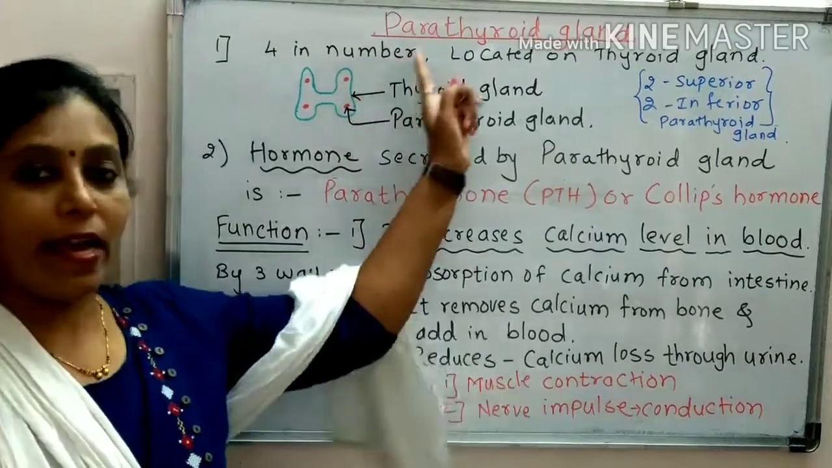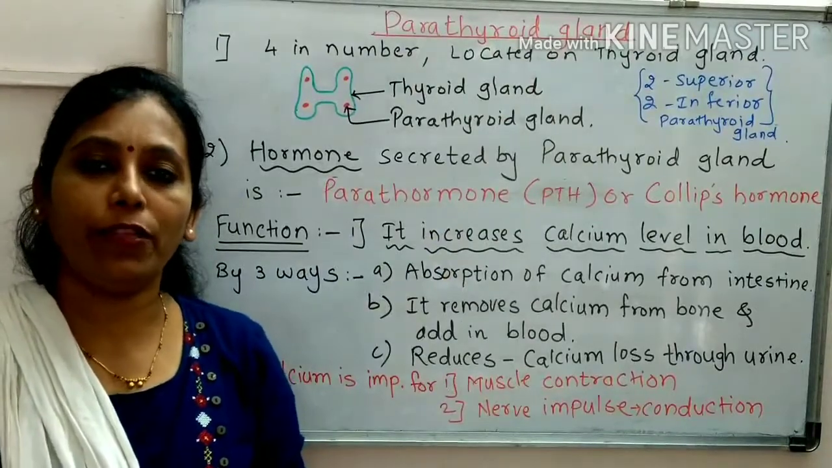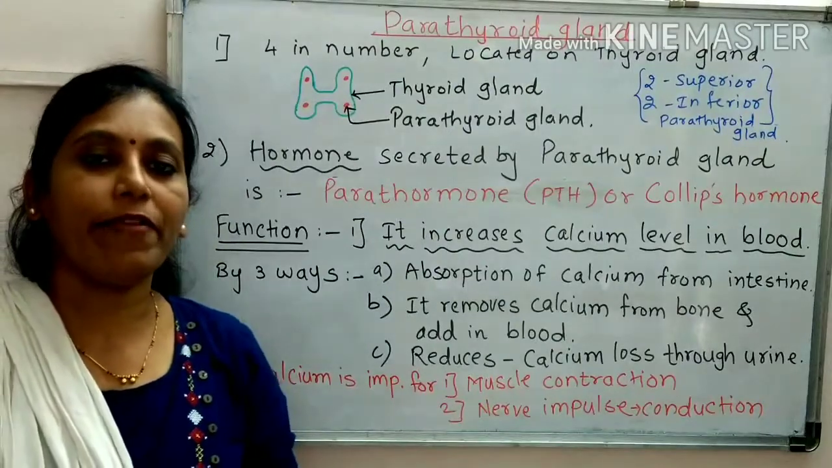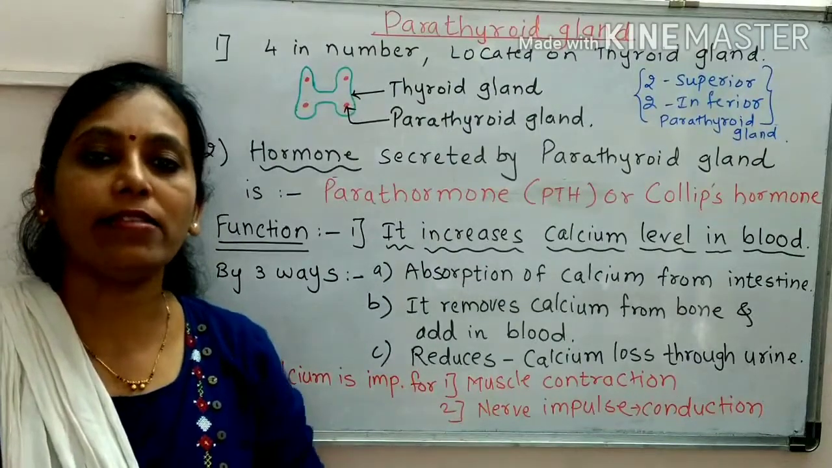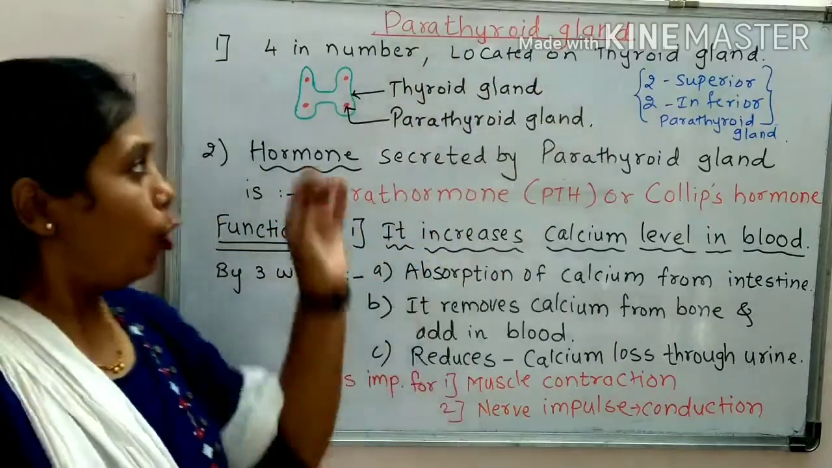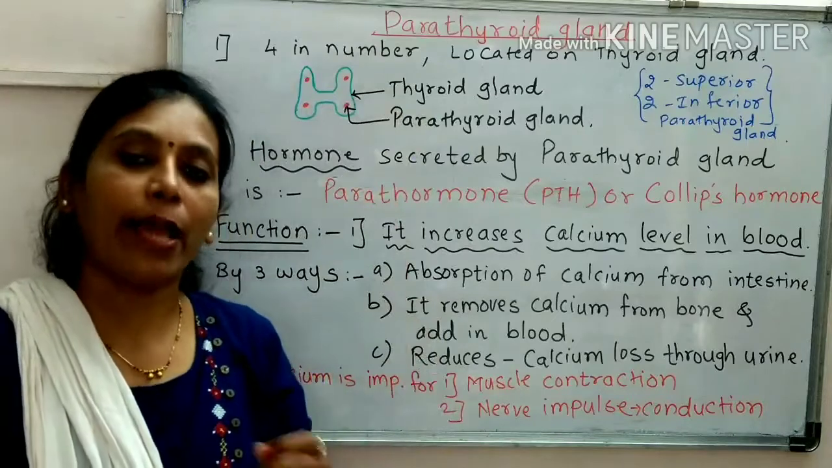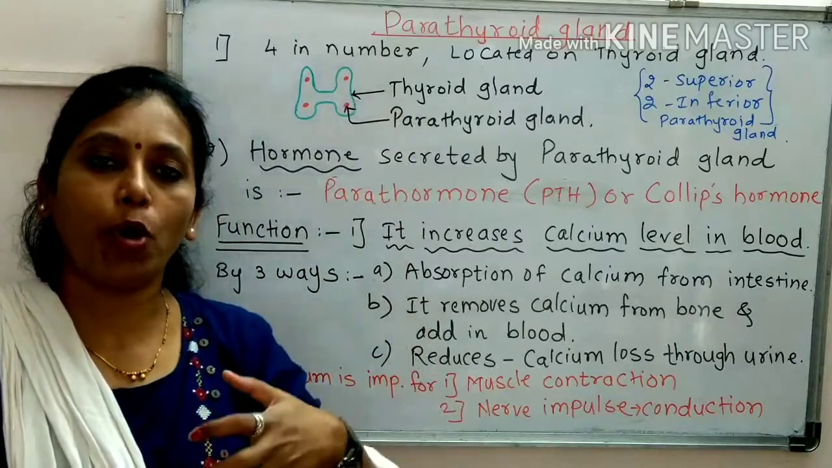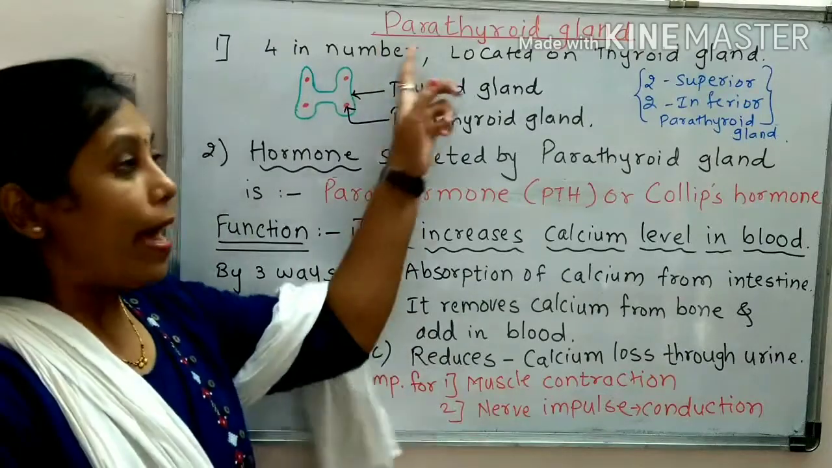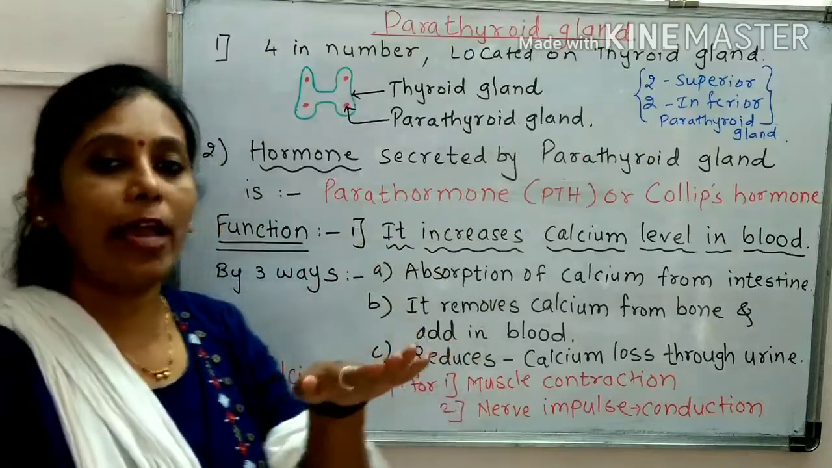Study parathyroid gland. Parathyroid gland is one of the important endocrine glands. Now let us study where exactly this gland is situated. This gland consists of 4 lobes and it is located on the thyroid gland. Thyroid gland is one of the important endocrine glands situated in the neck region. Parathyroid gland is present on the thyroid gland.